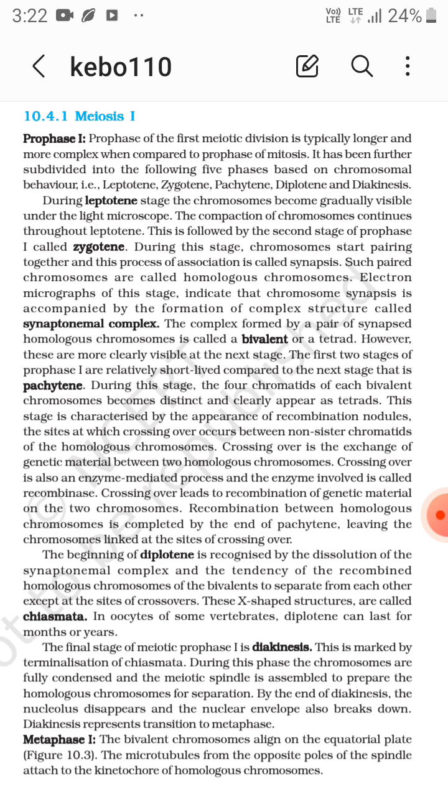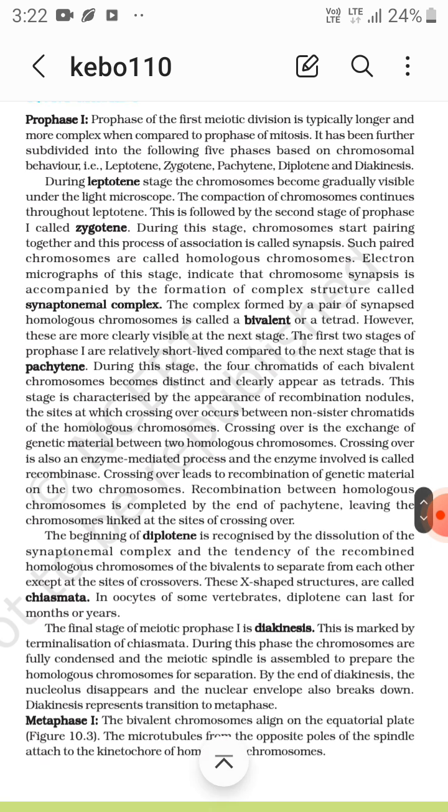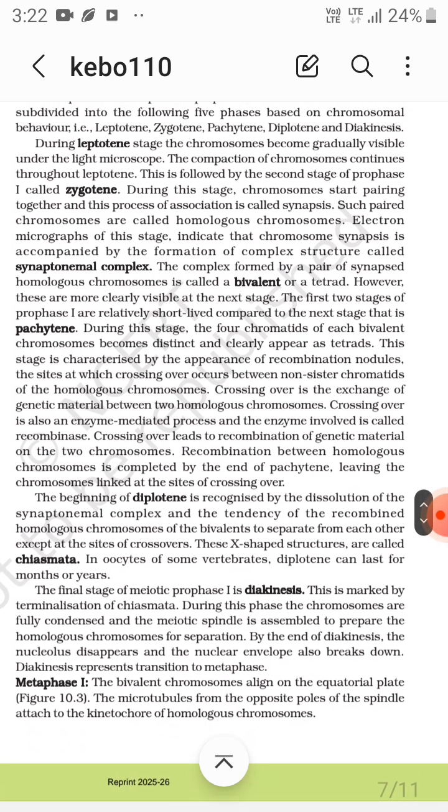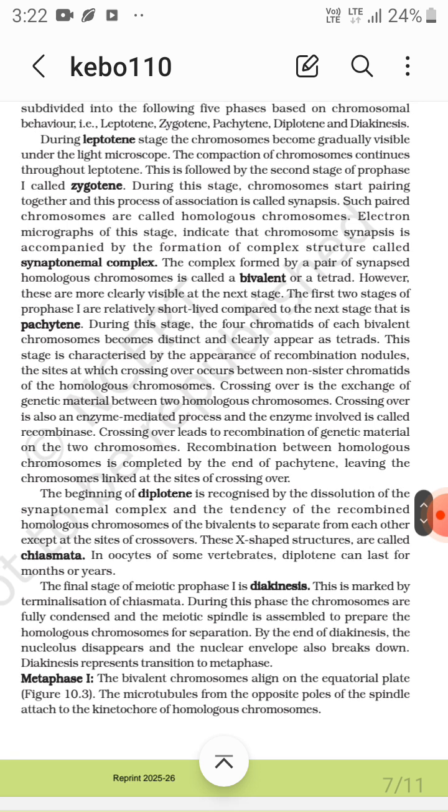The complex formed by a pair of synapsed homologous chromosomes is called a bivalent or a tetrad, because there are 4 chromatids. So just remember the terms: they start pairing, the synaptonemal complex, then bivalent or tetrad in the zygotene stage. However, these bivalent chromosomes are more clearly visible in the pachytene.